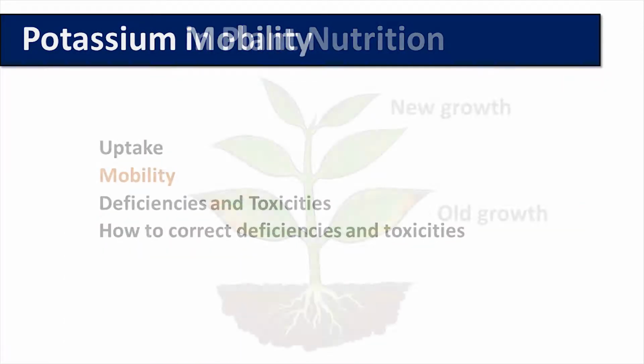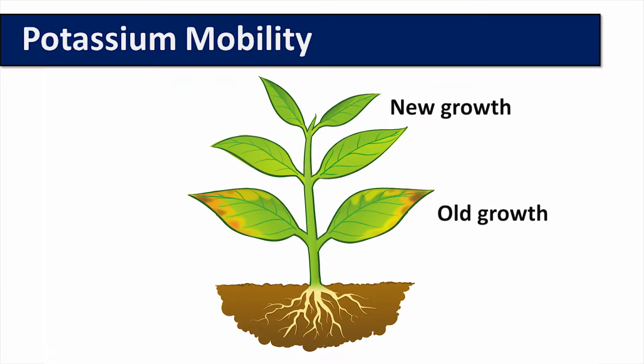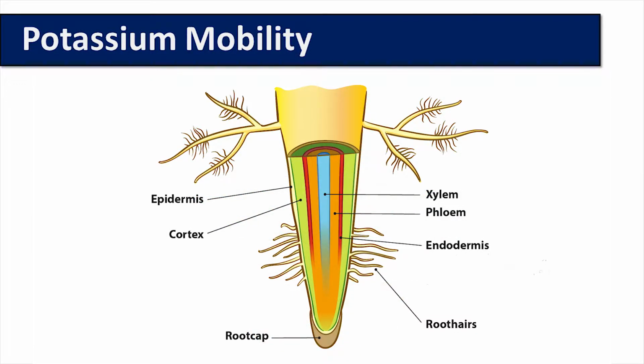Mobility. If potassium is not available in the root zone or there is inadequate root growth, potassium can be remobilized from the oldest leaves and relocated up into the newest growth via the phloem.